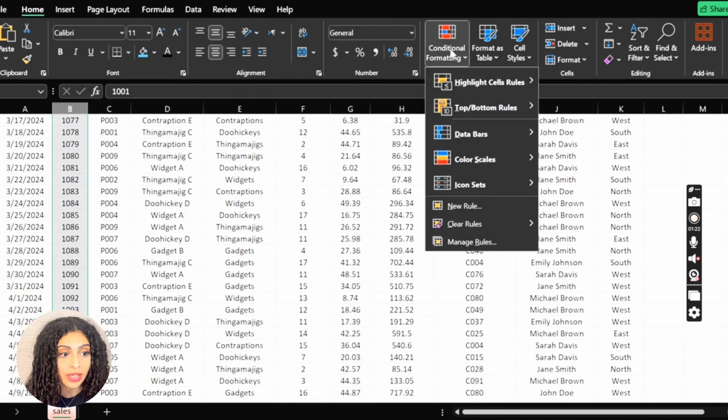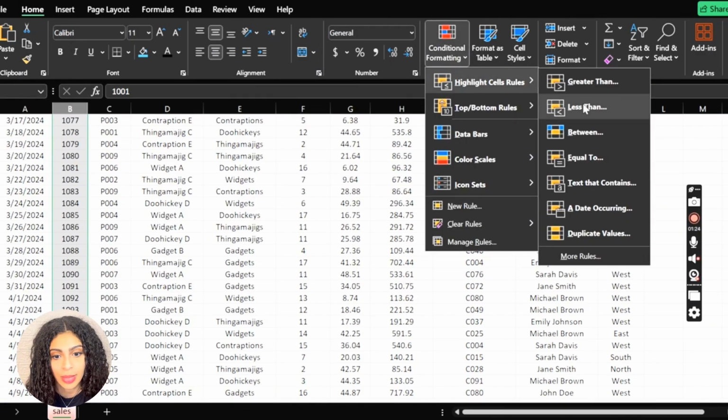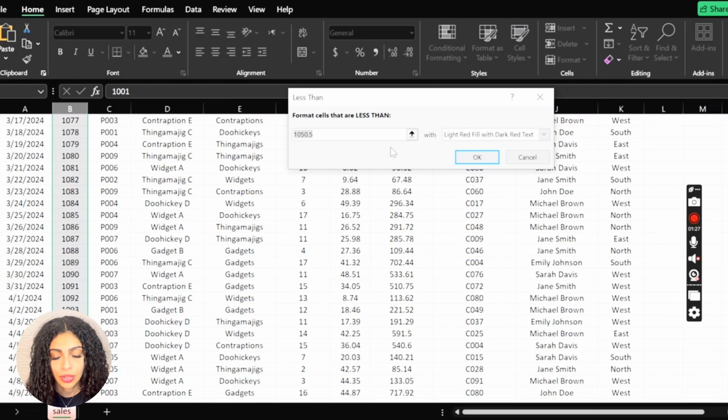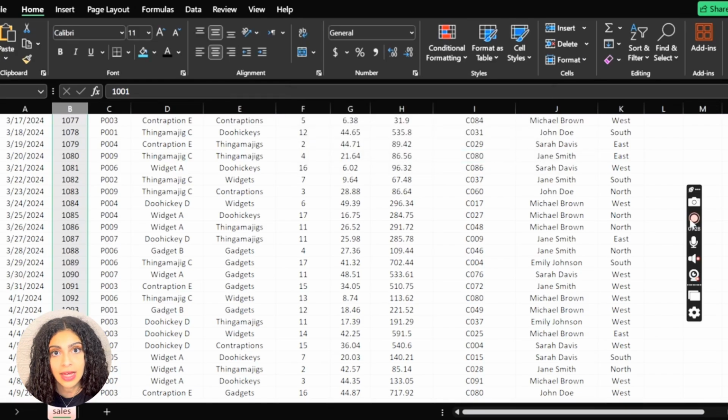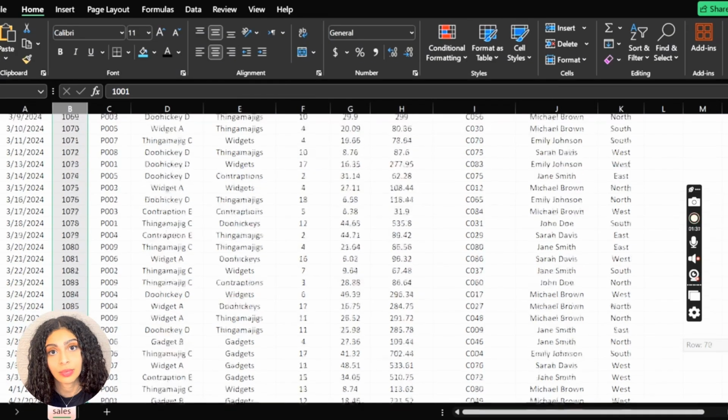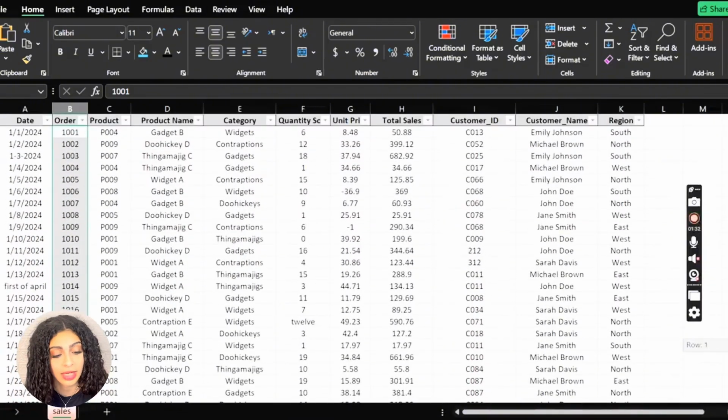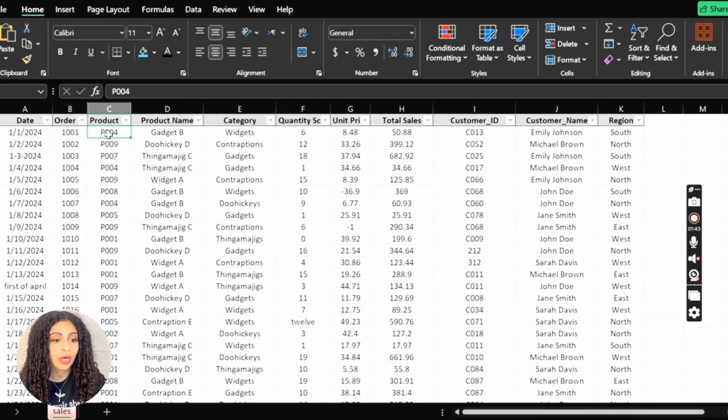So what we can do actually is to use conditional formatting. We can check numbers that are less than 1001 because these numbers would be problematic. So we don't have numbers that are less than 1001. So orders is good. Now for product. So let's look at product. From our discussions with the sales team, they tell us that product is a P followed by 3 digits.